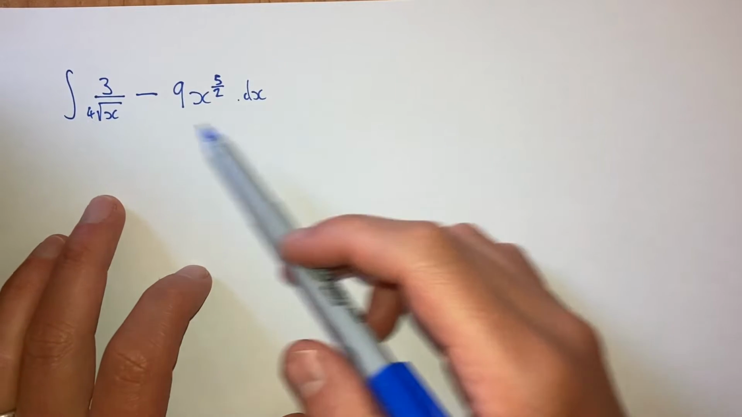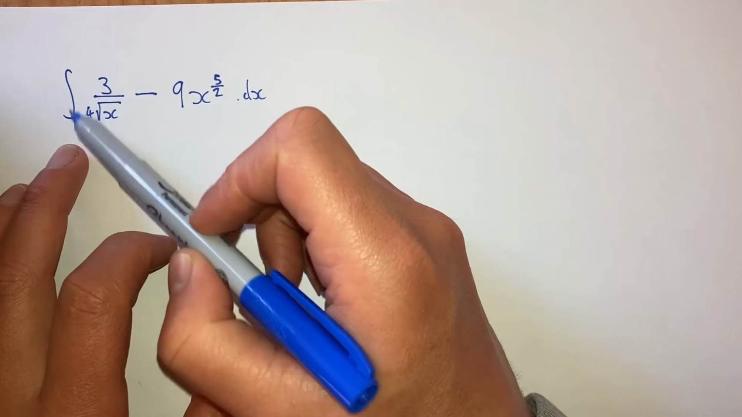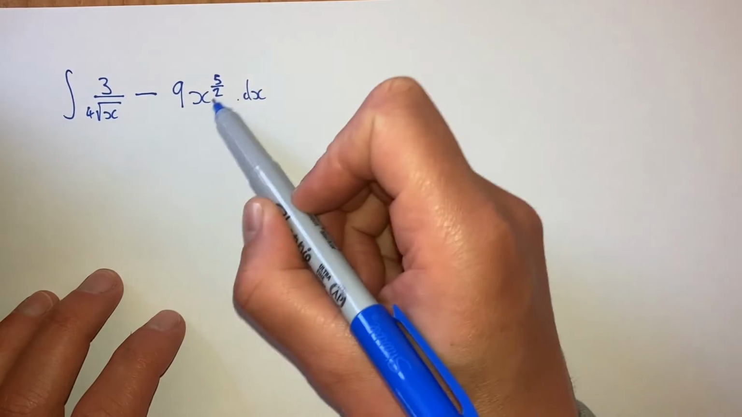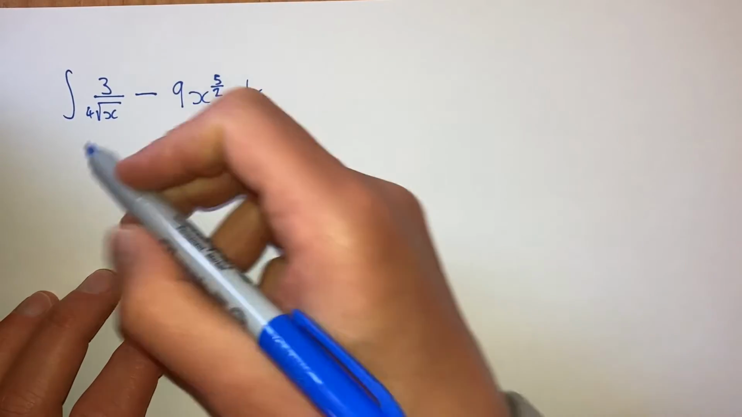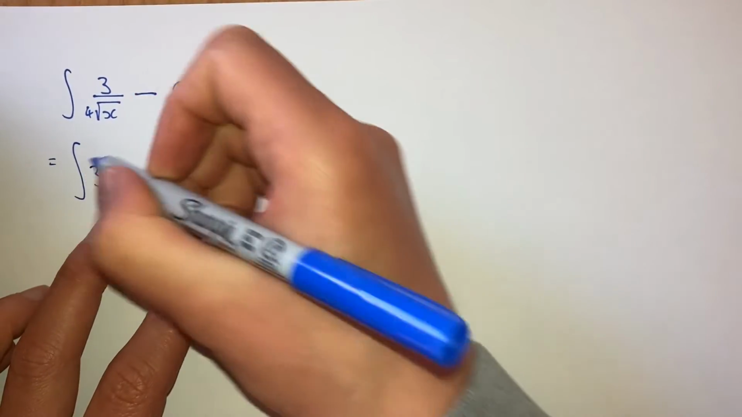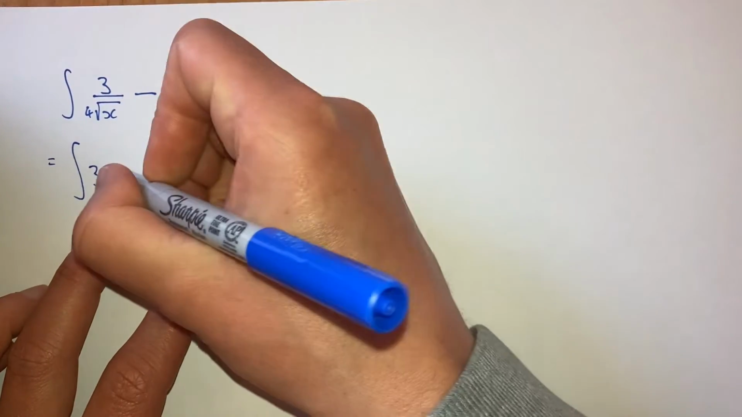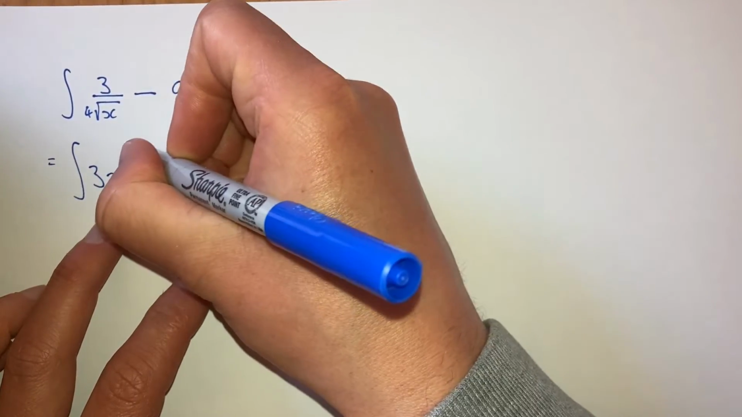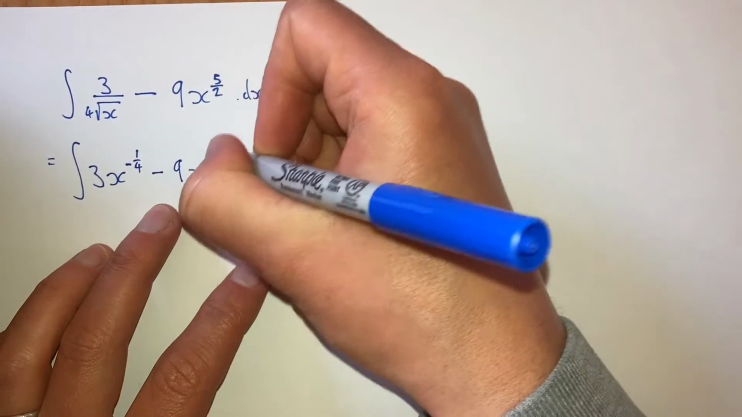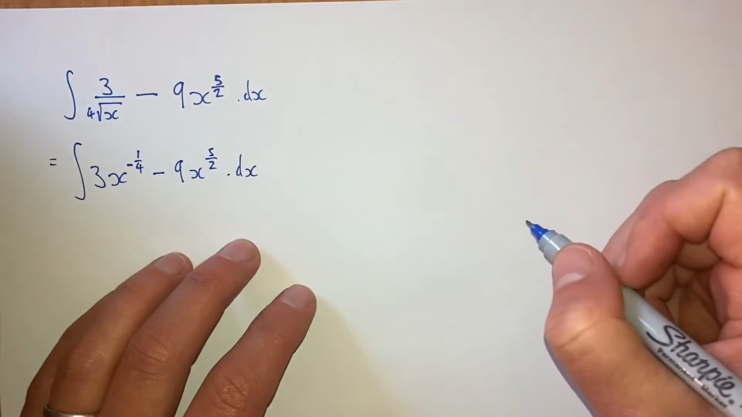Here we have an example of an indefinite integral because there are no limits on this integral here. The first thing you want to do is rewrite it so that all the powers look like this. So for this one, we've got the integral of 3. Now this is the 4th root of x and it's a denominator. So we're going to get x to the minus a quarter. And then we've got minus 9x to the 5 over 2 with respect to x.